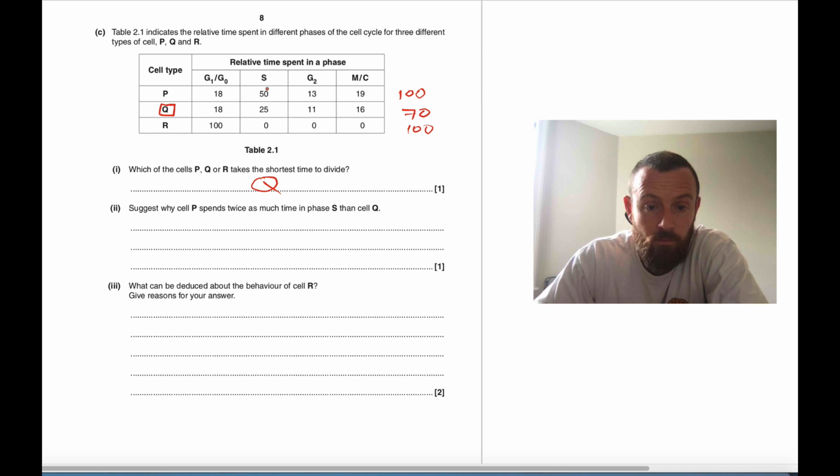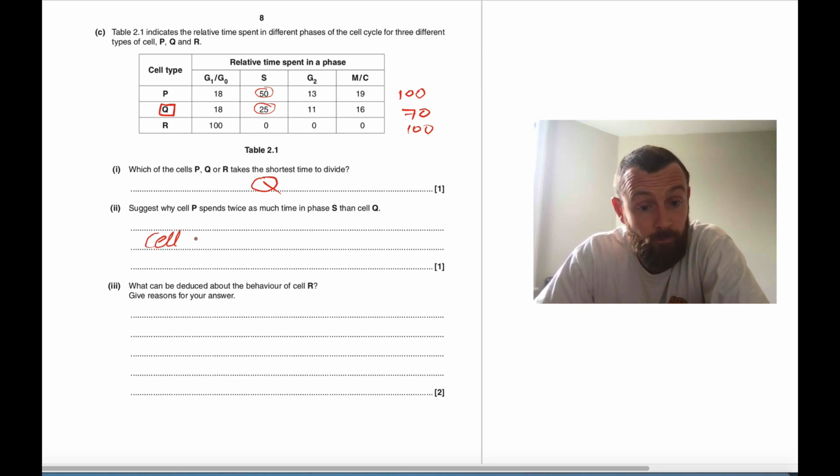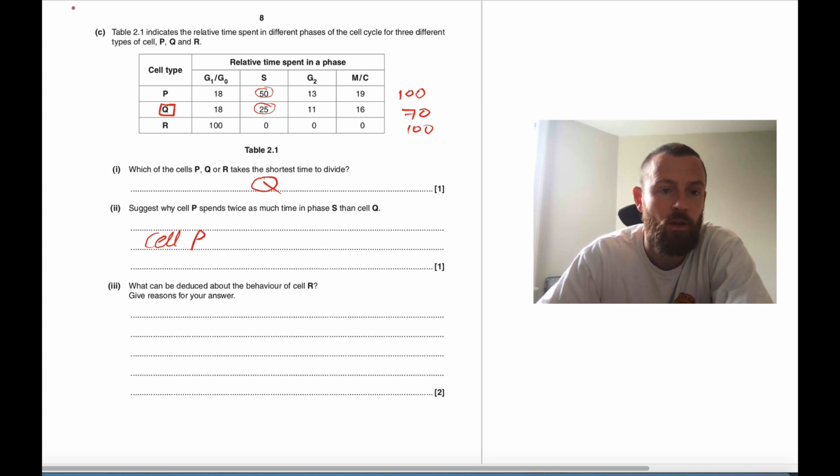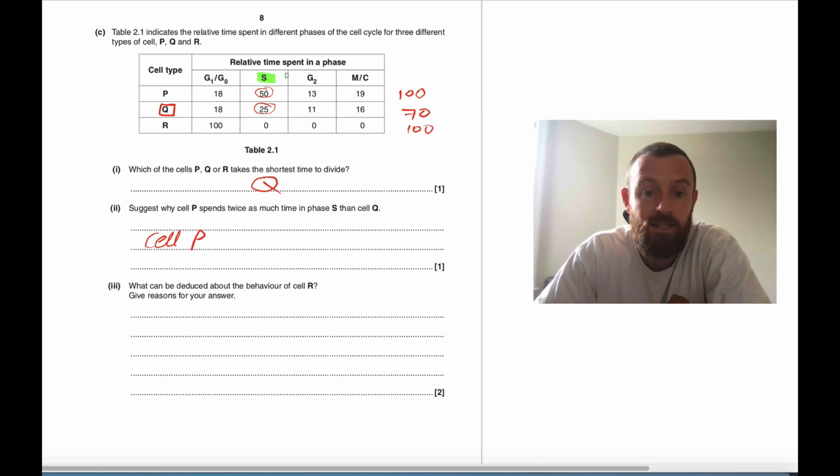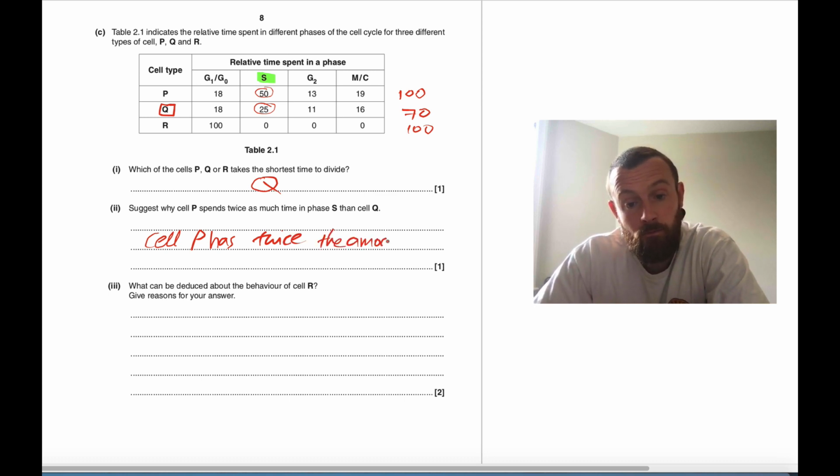Okay, so this one, 50, that is 25. Okay, so cell P may just have twice as much DNA. Because S phase, what's going on there, S phase is the copying of the DNA, the synthesis phase. So cell P has twice the amount of DNA as Q.